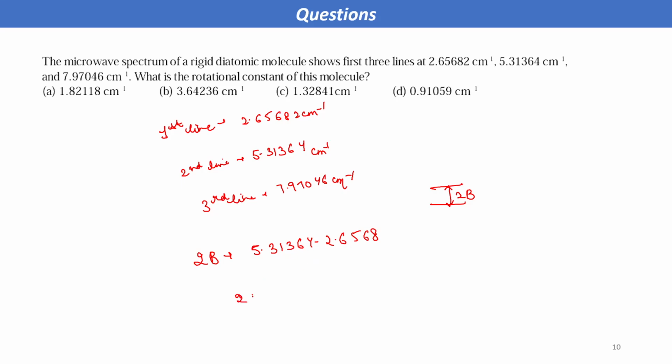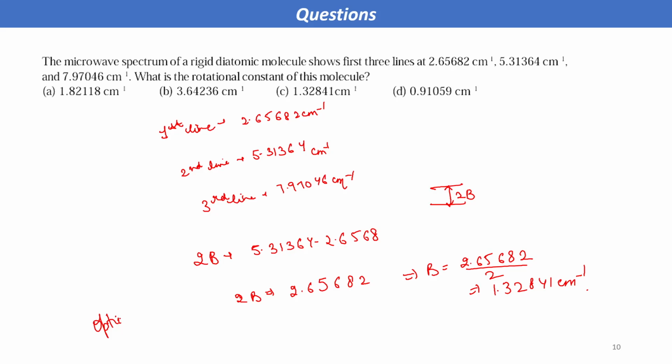So 2B will be equal to 2.65682. So from here you can calculate the value of B. It will be 2.65682 divided by 2, that will come to be 1.32841 centimeter inverse. Is it clear? So here the answer will be option C, 1.32841.